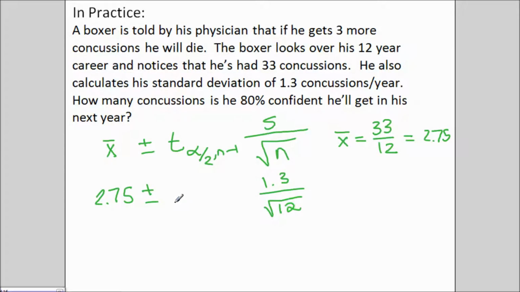We have our t value, which we know is 1.363. So 2.75 plus or minus 1.363 times 1.3 divided by the square root of 12, which is about 0.375. Generally speaking, 3 digits after the decimal place is good enough.